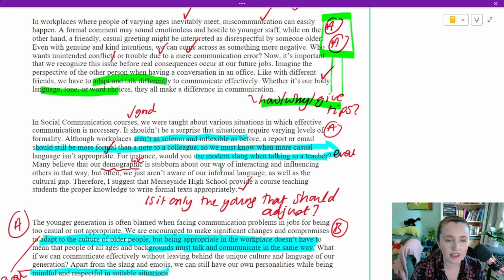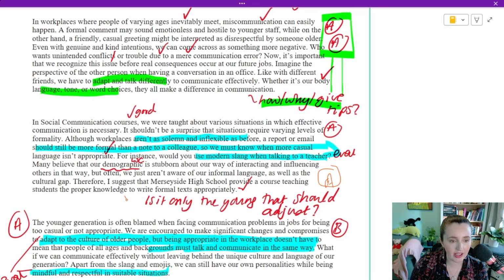Many people believe that our demographic, incorrect word choice there, our generation, our cohort, is stubborn about the way of interacting and influencing others that way. But often we just aren't aware of our informal language, as well as the cultural gap. I would suggest that Merseyside High School provide a course teaching students proper knowledge to write formal text appropriately. There is actually a detail from text A where it says we're never taught that in school. So this is quite nice.